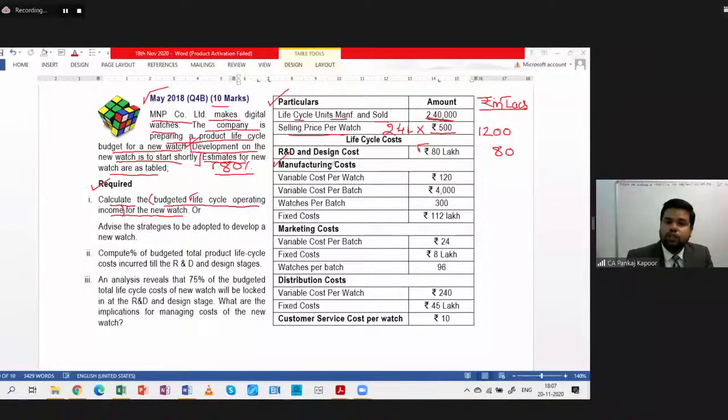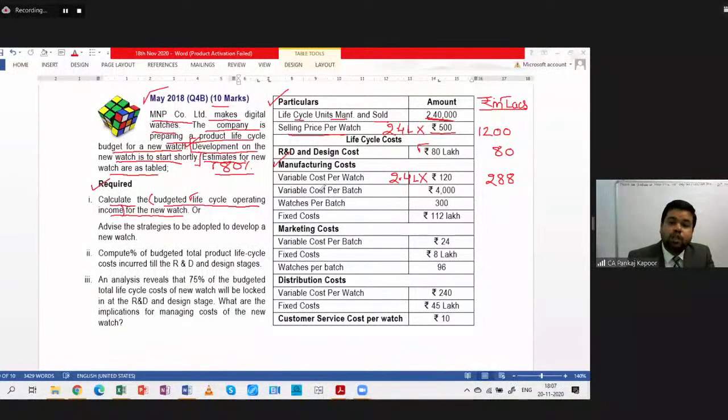Further, the manufacturing cost. Firstly, the variable cost per unit to manufacture. It is 120. How many watches do we need to manufacture, friends? We need to manufacture 2.4 lakh watches. So 2.4 lakh watches into 120 rupees. It will give me the answer of 2 crore 88 lakh rupees. But we are writing the amounts in lakh. So we will write it 288 lakh.